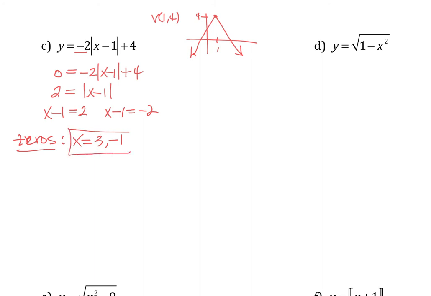And then on my domain, I'm just going to go into interval notation. It's all real numbers, so negative infinity to infinity. And then since our range is less than or equal to 4, we'll have negative infinity to 4 and then a closed bracket because it's equal to.